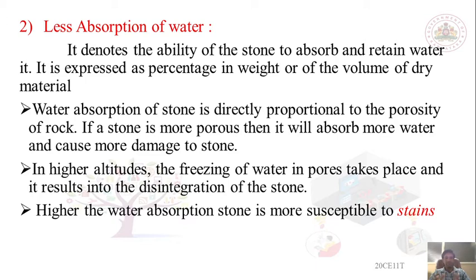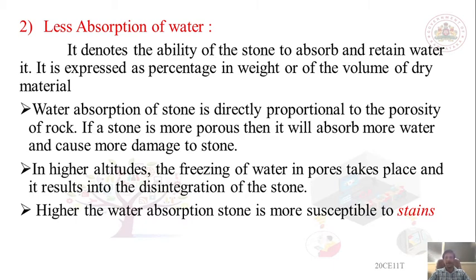So stone is going to absorb water. That is a characteristic of a stone, whereas stone should absorb less water for our construction works. That is said to be a requirement of a good building stone. It denotes the ability of the stone to absorb and retain water in its body. It is expressed as a percentage of the weight or volume of dry material.